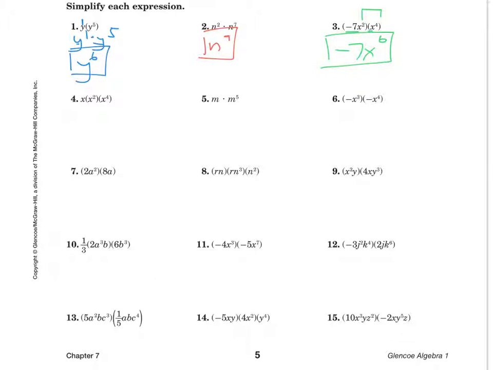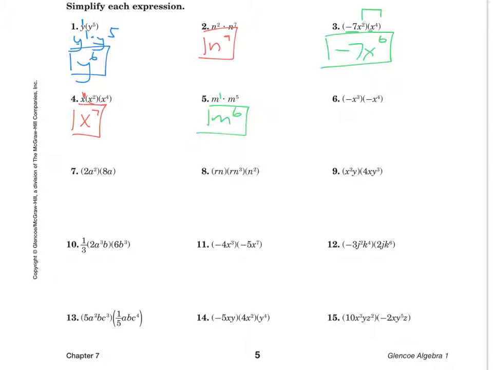And number 4, right, we've got three things. All of them, again, have a base of x, so good, we can combine all of them. That first one has an exponent of 1 because there's nothing there. So we have 1 plus 2 is 3. 3 plus 4 is 7, so x to the seventh would be how you simplify that one. And number 5, we've got m times m to the fifth, so remember that's m to the first. Both are m's. Add the exponents, m to the sixth power.